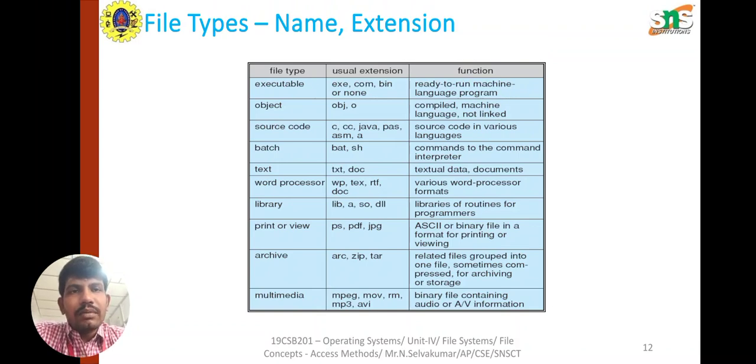File types: names and extensions. Executable files, for example .exe, .com, and .bin, are ready to run as machine language programs. Object files, .obj or .o, are compiled machine language, not linked. Source code, in C, Java, Pascal, and assembly, is in various languages. Others include batch, text, word processor, library, print or view, archive, and multimedia. These are the different file types, and the usual extensions are used with their different functions.